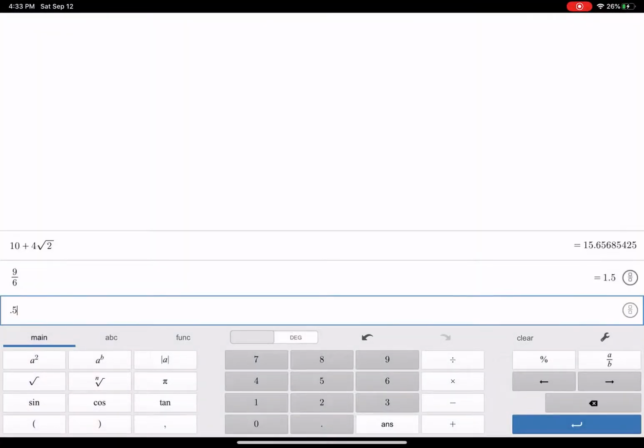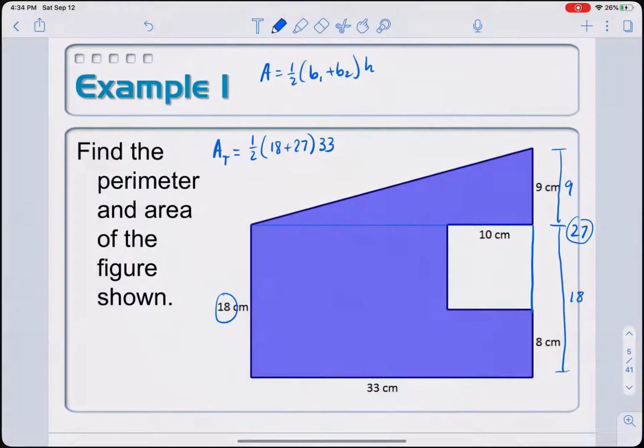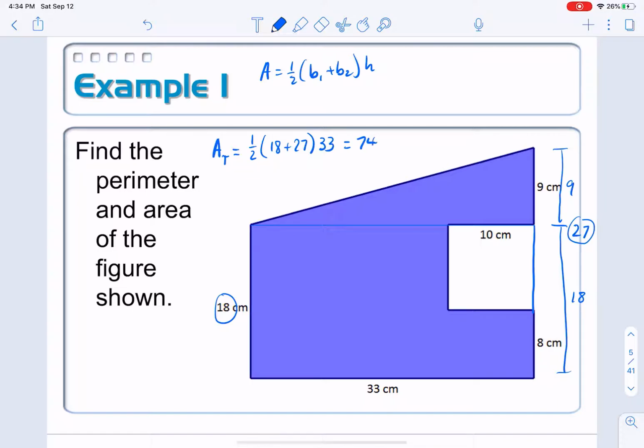Perhaps I pull up a calculator for this. So I'm going to enter that 1/2 as 0.5, parentheses, let's see, we had, I believe, 18 and 27, and then come out here and then multiply it times 33 of our height. And we have 742.5 exactly. 742.5, and this is in centimeters, so centimeters squared for the area.